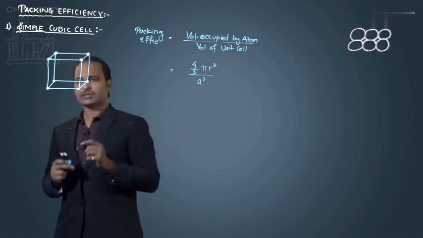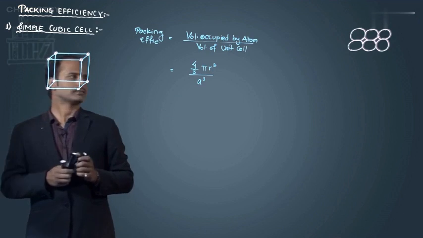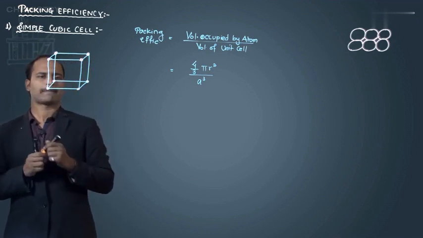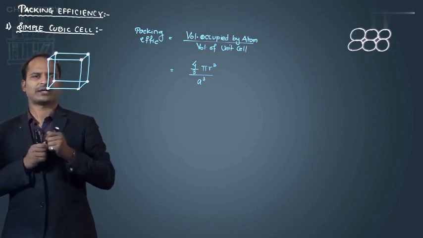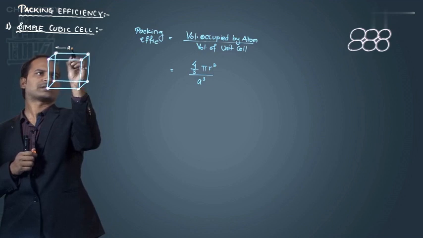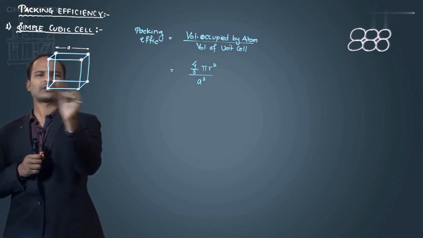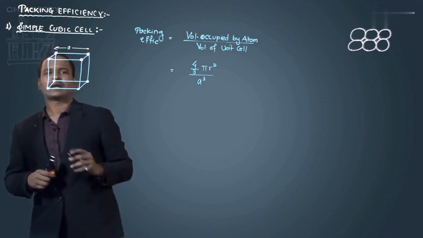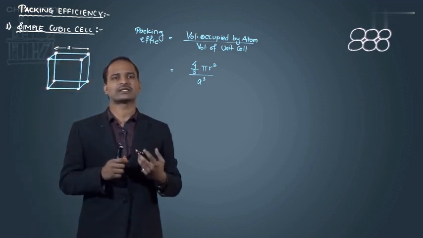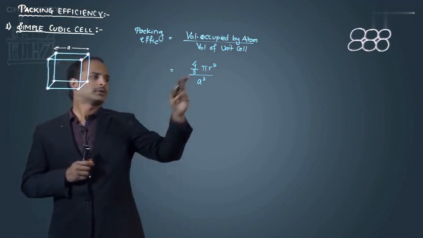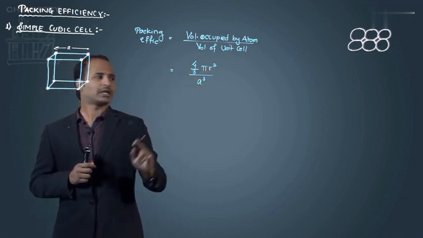Okay, now this length is a, that is the side of the cube. Since it is a cube, if the length of one edge is a, that means all the sides will be equal to a only. Okay, so 4/3 pi r cube upon a cube.